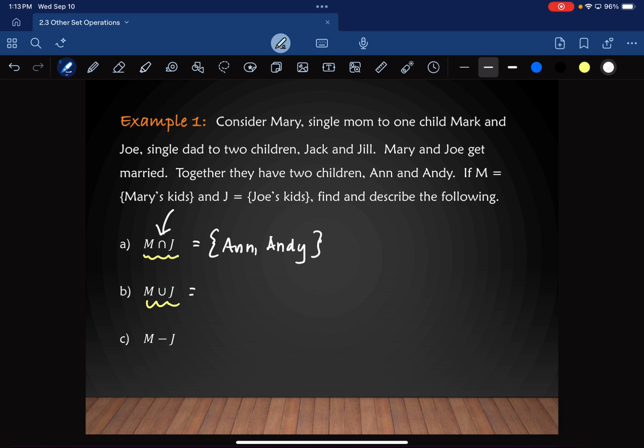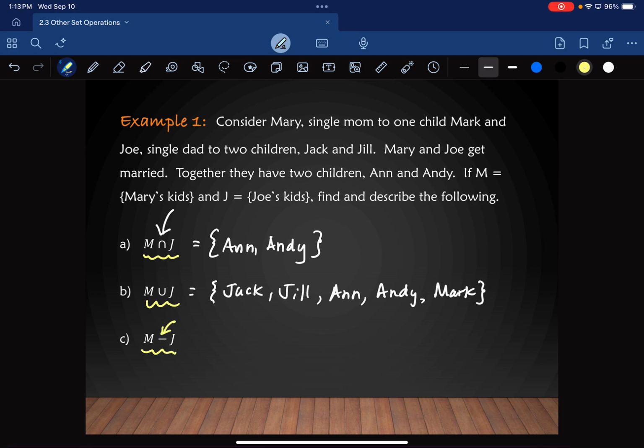So who's going to get listed in these curly braces? Jack and Jill. Who else? Anne and Andy. And one more. Mark. Okay? It's the family picture. You get everybody. In this case, we're talking children, not the parents too, but you get all of the children.